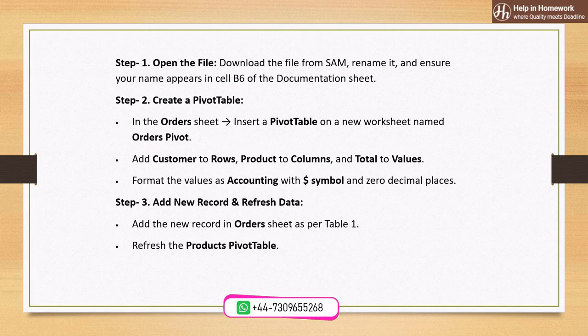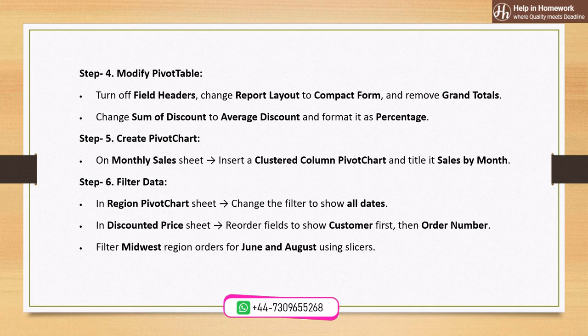Step 3. Add new record and refresh data. Add the new record in orders sheet as per table 1. Refresh the product's pivot table. Step 4. Modify pivot table. Turn off field headers, change report layout to compact form, and remove grand totals. Change sum of discount to average discount and format it as percentage.